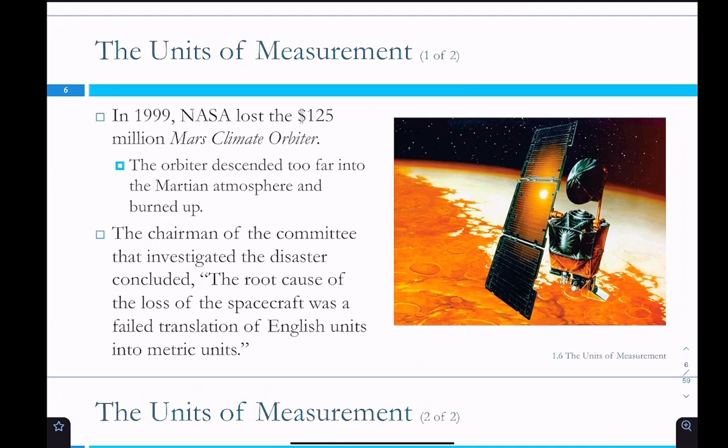And so when it went to make the corrections, it made the wrong corrections with the wrong amount of force and ended up going too far into the atmosphere and crashed into Mars. If you don't know, it takes something like 6 to 9 months to get to Mars at the very closest approach. So units can be super important.